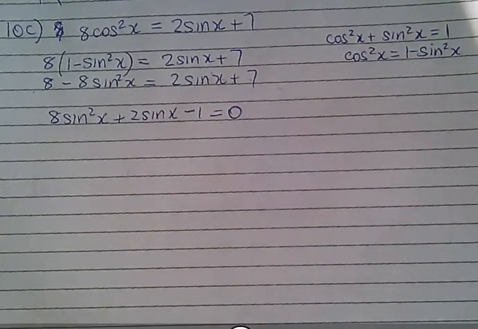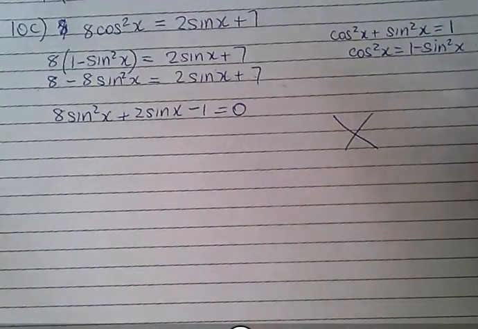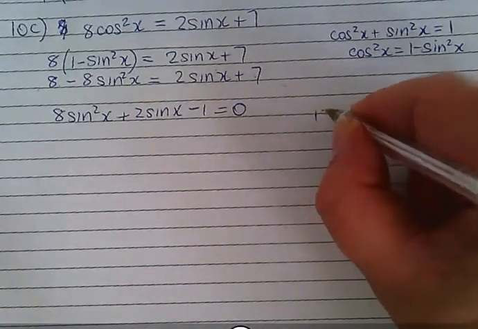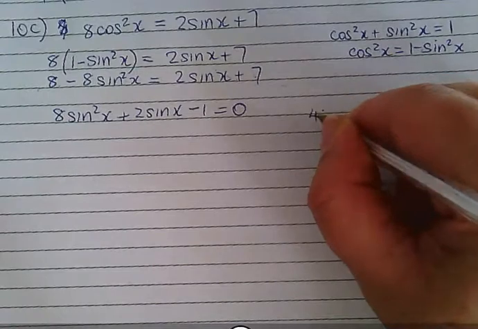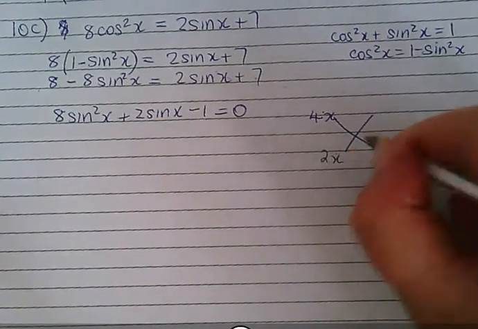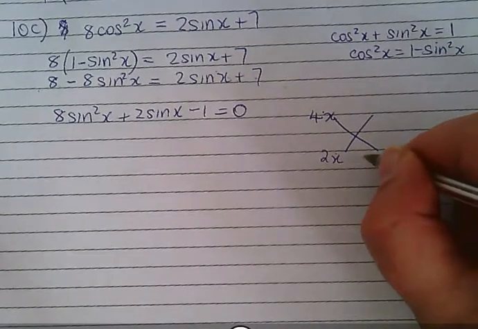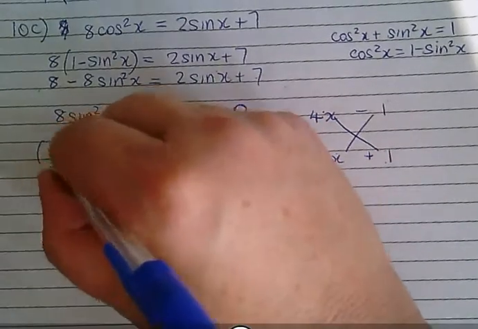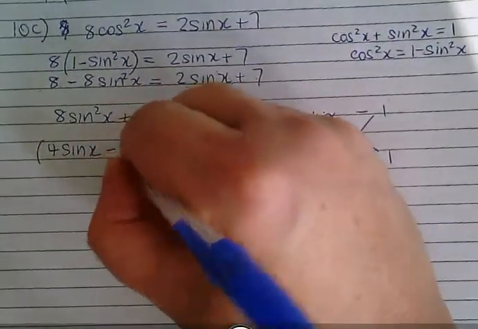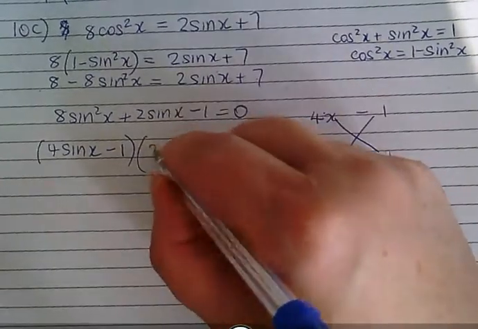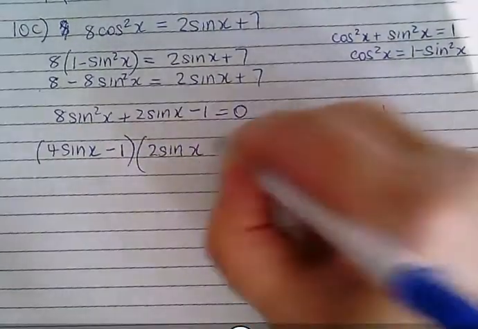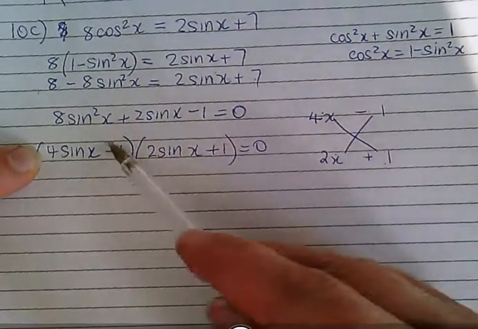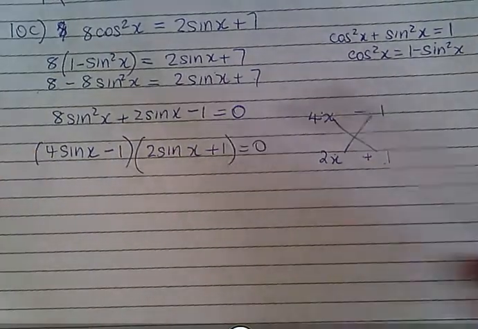Please don't use the quadratic formula. I'm sure we can factorise it. I don't think it's going to be 8 and 1. No way. I don't even think it's going to be 4 and 2. I'm just going to go 4x, 2x. Oh, yes, it is. Plus, minus. Plus 4x minus 2x. Let's go. So we've got 4 sin x minus 1 and 2 sin x plus 1. Let's just check: 8 sin squared x plus 4 sin x minus 2 sin x minus 1. All good.